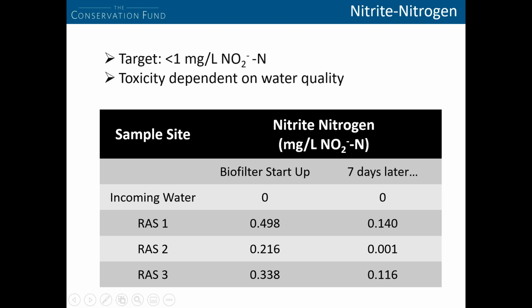Similar to the TAN slide, this table contains nitrite data for our incoming water and 3 RAS during biofilter startup and data from 7 days later. So you can see that the nitrite nitrogen concentrations in our 3 RAS are elevated during the biofilter startup period, because the bacteria in the biofilter have converted TAN to nitrite. However, 7 days later, after the biofilter has broken in a bit more and the bacteria have converted the nitrite to nitrate, the levels are safer for fish.